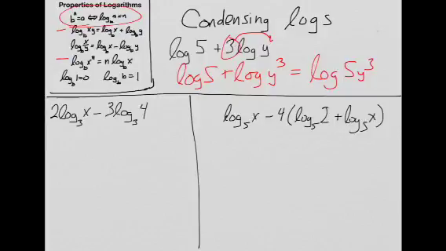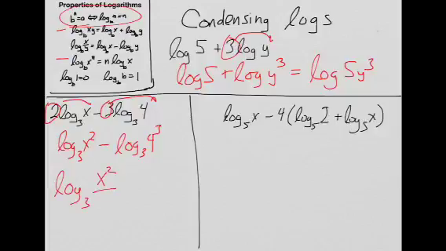2 log base 3 of x minus 3 log base 3 of 4. Again, first I'm going to take care of this multiplication, so I'm going to bring these as powers. I'm going to make this the log base 3 of x squared minus the log base 3 of 4 to the third. And now I can deal with this subtraction. So that's the log base 3 of x squared over 4 to the third, or the log base 3 of x squared over 64. Short and sweet.